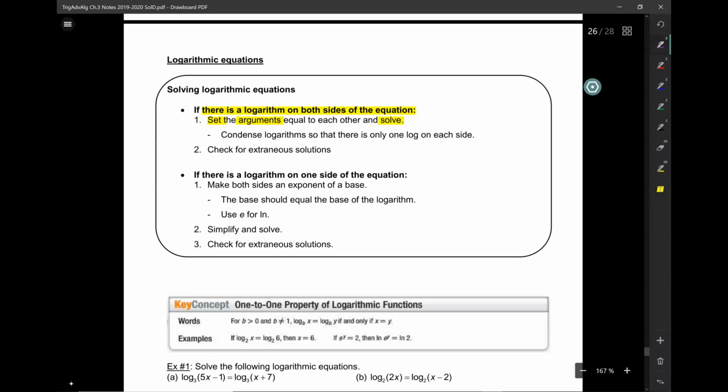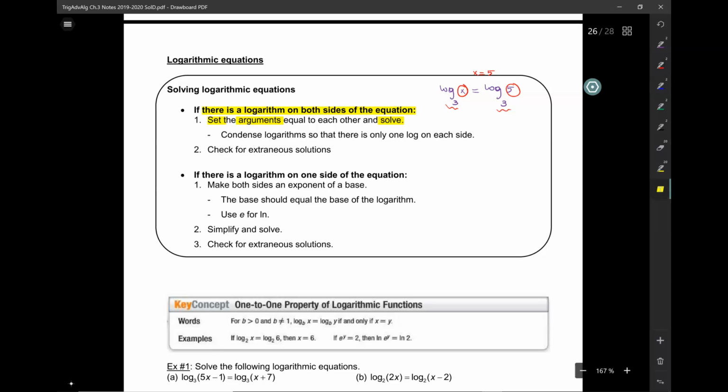So for example, if you have log base 3 of x is equal to log base 3 of 5, you see how everything is the same, right? You have log base 3, log base 3. So that means this inside has to equal that inside. So you just say x is equal to 5. All right, just set the insides, the arguments, equal to each other.